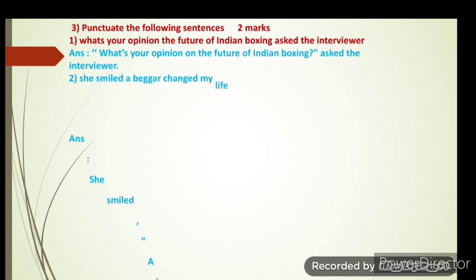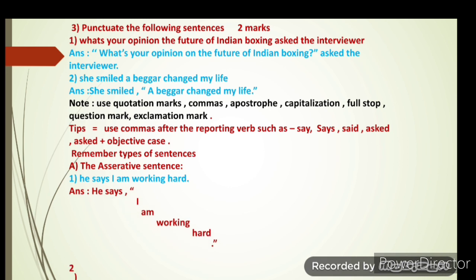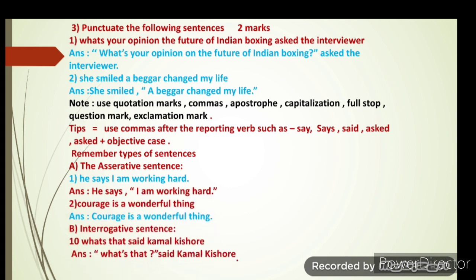Now move to the next slide. Activity 3. Punctuate the following sentences. It is for 2 marks. 2 sentences will be asked. The sentence could be assertive, exclamatory, interrogative or imperative in the activity sheet. Use proper quotation marks, commas, apostrophes, capitalization, full stops, question marks and exclamation marks.